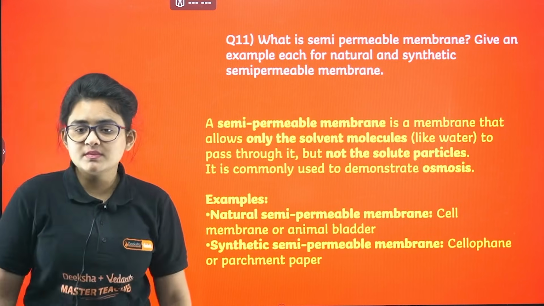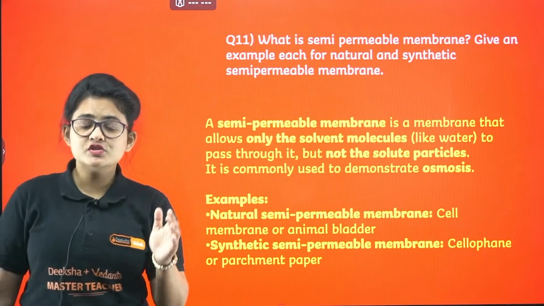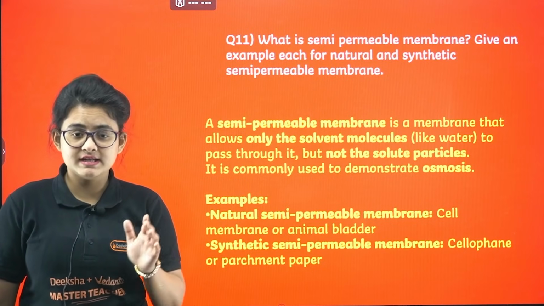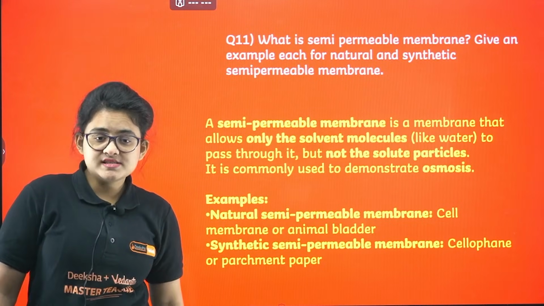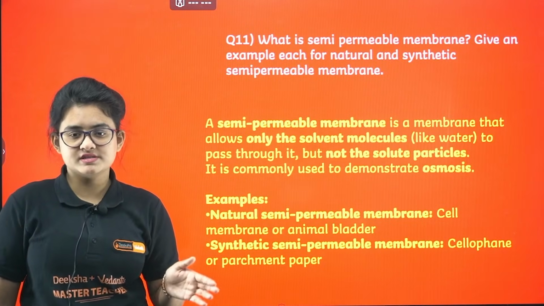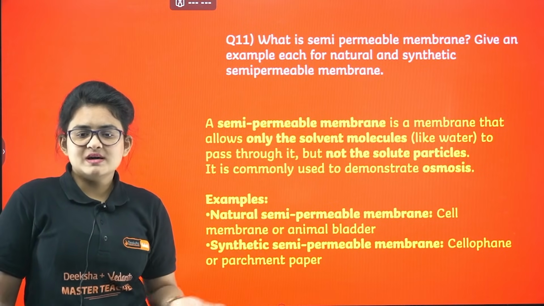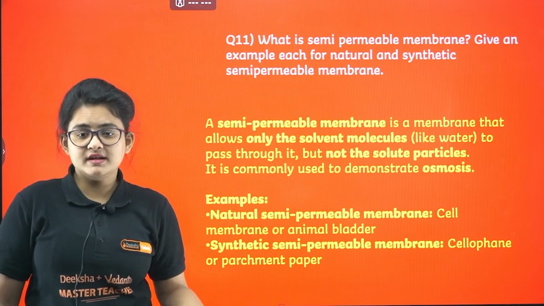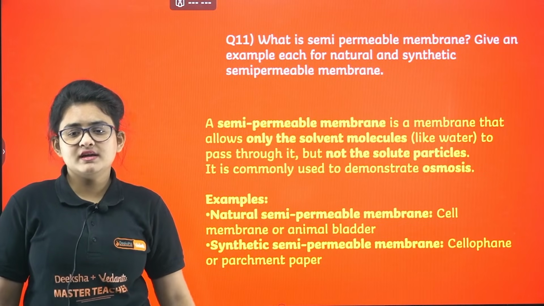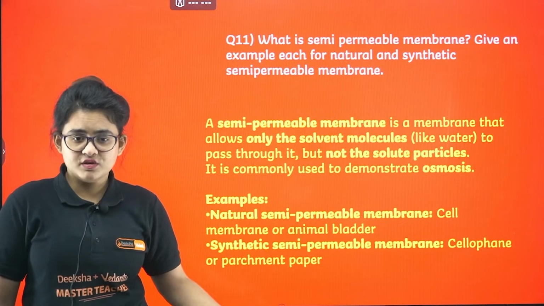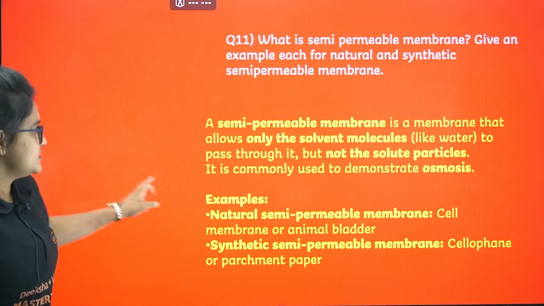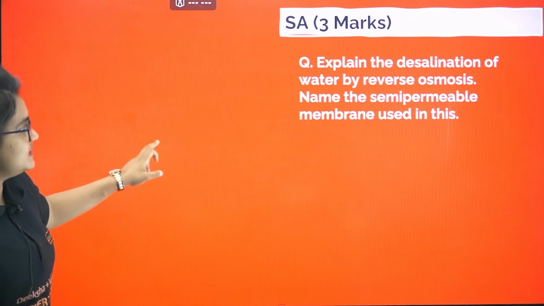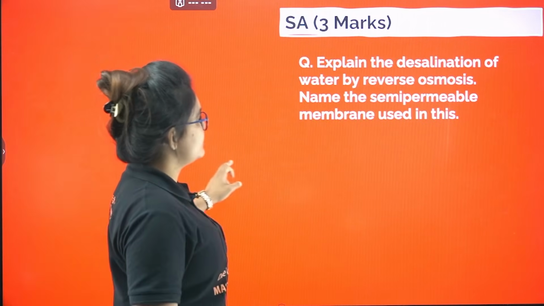So a semi-permeable membrane is a membrane that allows only the solvent molecules, very selectively, to pass through it during the osmosis process. For a natural example, you can take animal bladder, and for a synthetic one you can take cellophane paper, right? Let's proceed. Explain the desalination of water by reverse osmosis.